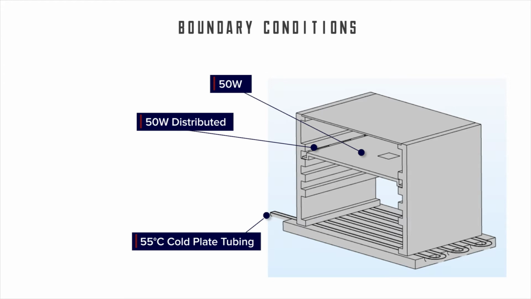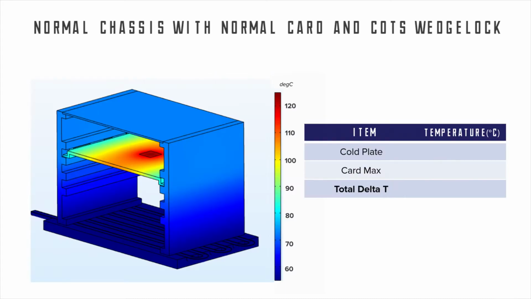the conduction card frame edge, through the mechanical retainer or wedge lock, and down the card guides to the liquid base. In the baseline example, we are assuming all components are aluminum, and the wedge lock is an off-the-shelf design. As we analyze the base model, you'll notice significant temperature rise from the cold plate to the max card temperature. The total delta T is 69 degrees C.